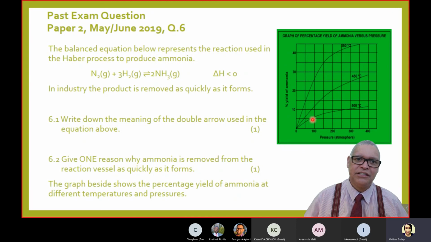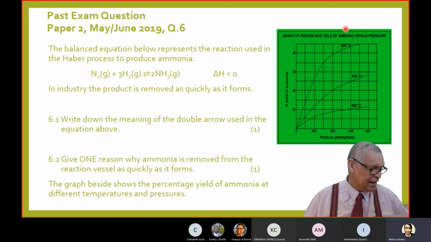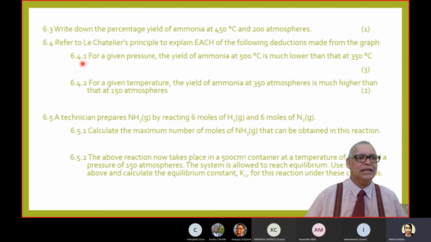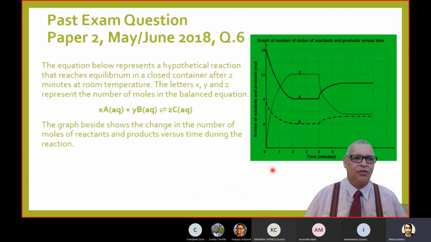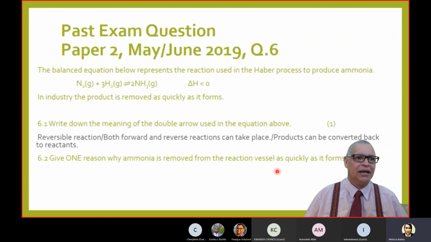And notice they've given certain temperatures here. That's at 500 degrees Celsius. This is at 450 degrees Celsius. And this is at 350 degrees Celsius right there. Right, so if we move on with this, notice now, they say write down the percentage yield of ammonia at 450 degrees Celsius and 200 atmospheres, right? So what's happening now is they want you to look at your graph and to try and map that out, okay? Let's see how that goes.